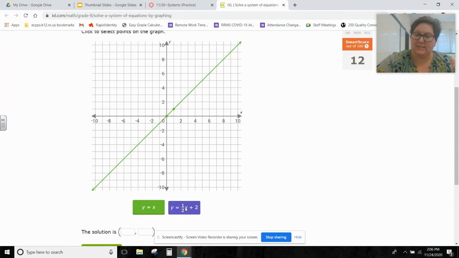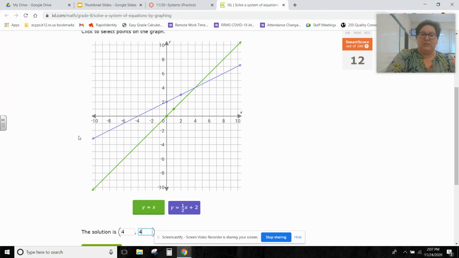Now let's do the second equation. So my y-intercept is +2. Click on that +2. My slope in front of the x is +1/2. So that means I rise 1, run 2. And now let's look at where they meet. They meet at 4, 4. So my solution is 4, 4.